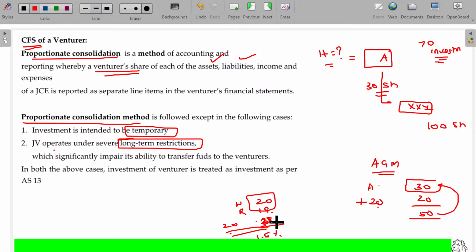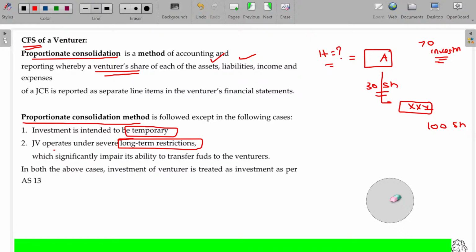The same logic is considered in the case of holding-subsidiary relationship calculations under Ind accounting standards. Whatever things you study, I will tell you there. Forget about all those things. We will start fresh studies at the final level, right? So that's all about the case here. Rest of the things are the same.